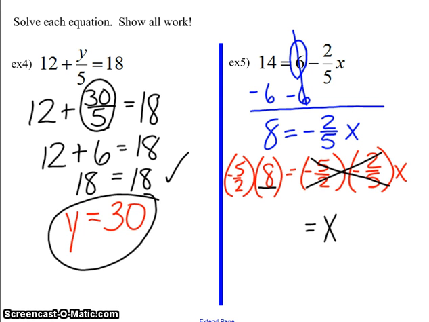Multiplying on this side here, I can make my 8 into a fraction by putting it over 1. And now I can do some cross-canceling here as well. 2 and 8 are both divisible by a 2. So I'm going to take a 2 out of both. So what I'm left with here is a negative 5 over 1 times a 4 over 1, which simply equals negative 20.